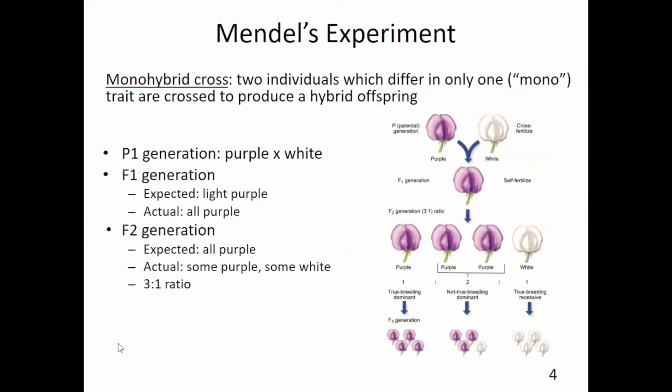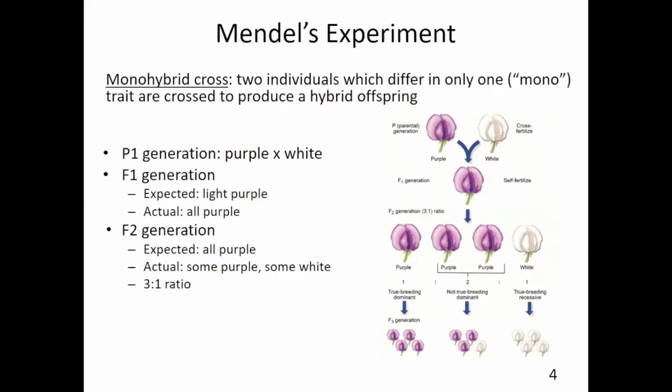On slide 4, we're looking at an outline of Mendel's experiment. He took a plant that had the phenotype of purple flowers and a plant that had the phenotype of white flowers and cross-fertilized them. This produced the next generation of plants called the F1 generation, and the F1 generation had the phenotype of all purple flowers.